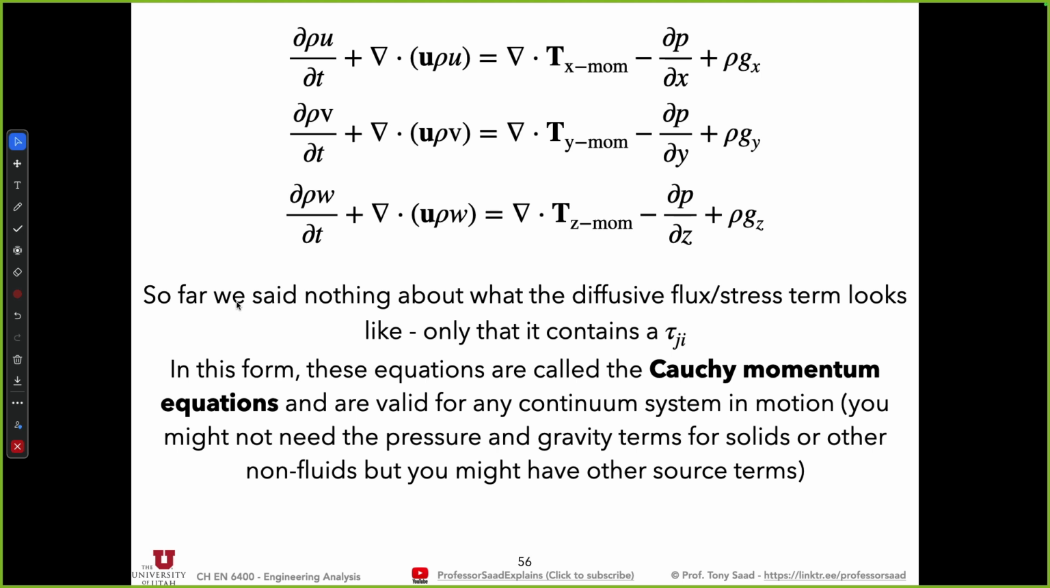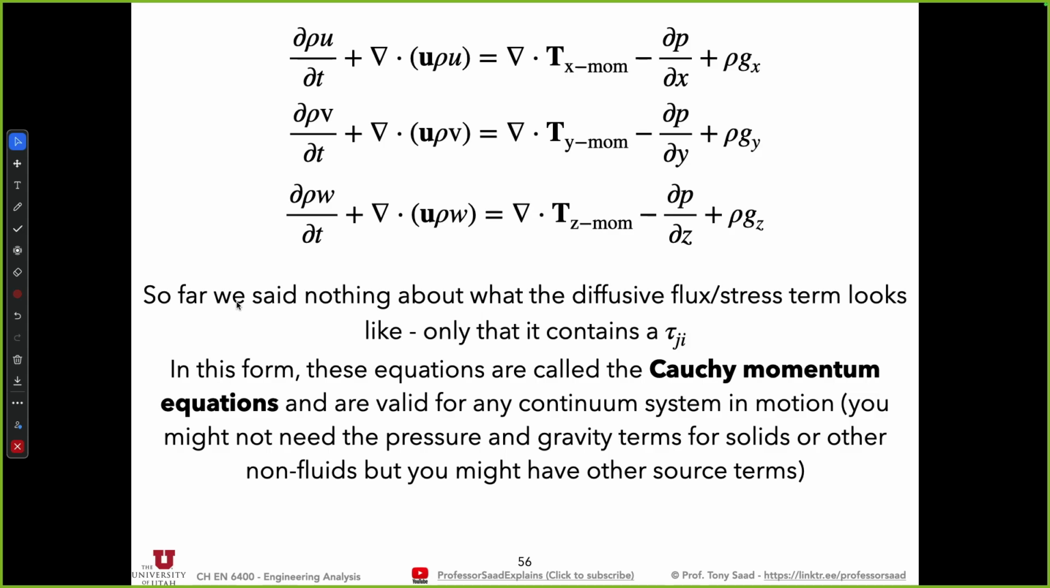Augustin Louis Cauchy, I think his name is. He's a great mathematician. So these are the equations of motion for any continuum material. What you would have to specify is what that tau looks like for the different materials that you're dealing with. For solids, tau looks very different than for fluids or for gases, okay?